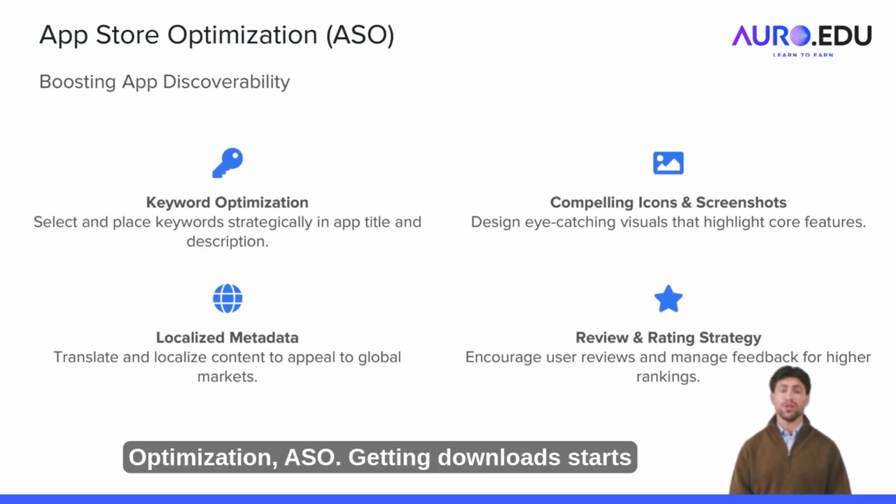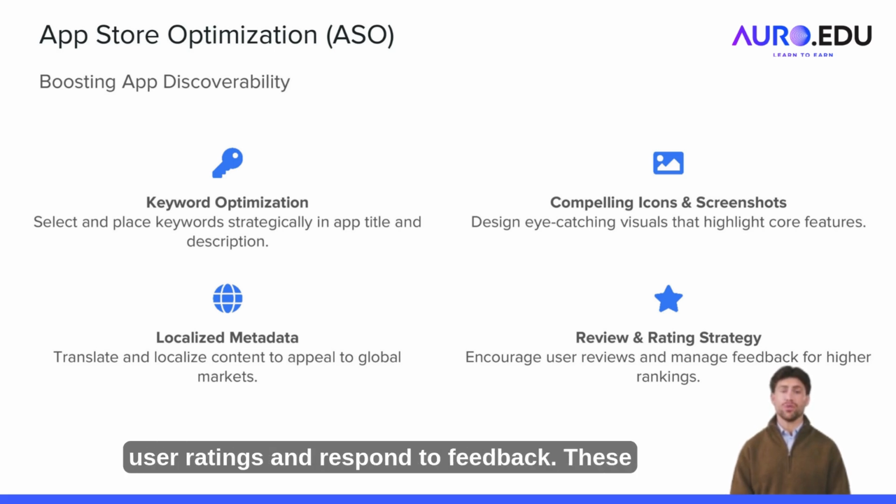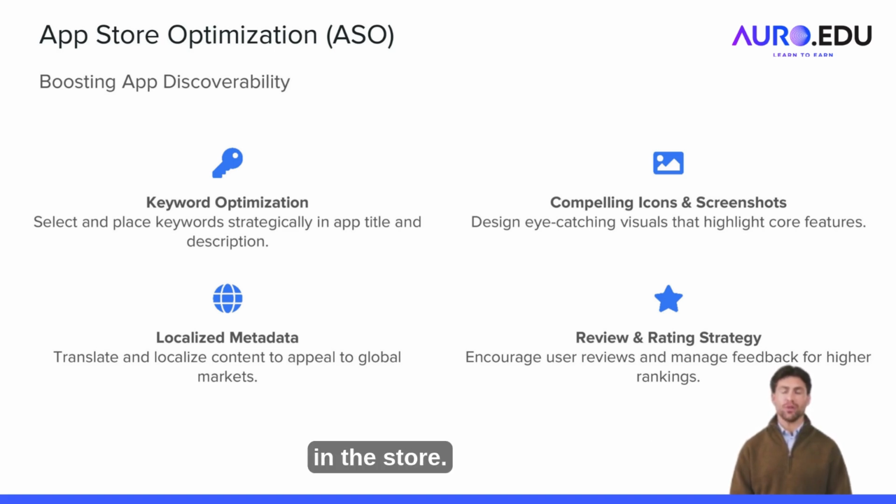App Store Optimization (ASO). Getting downloads starts with visibility. Use keyword-rich titles, high-quality visuals, and localize your metadata. Encourage user ratings and respond to feedback. These all improve your app's ranking and conversions in the store.